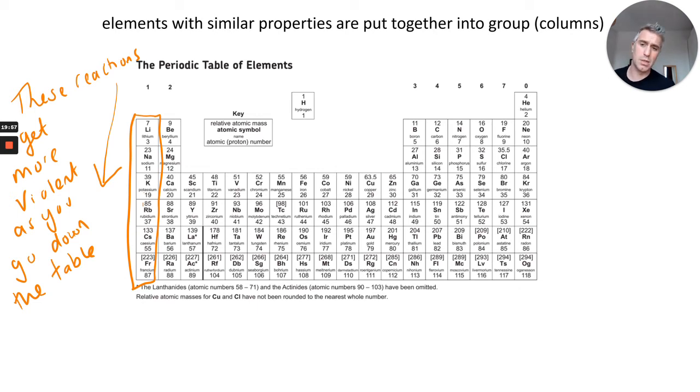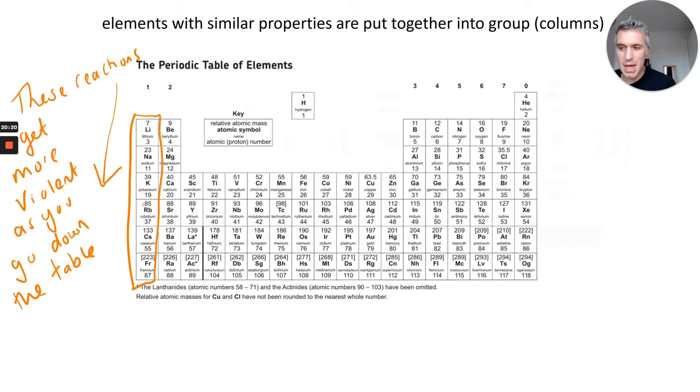As you put them in water, they catch fire. As you go down the periodic table, they get more and more violent reactions. Lithium fizzes, pops. Sodium catches fire, pops. Potassium explodes. Rubidium explodes before it even touches the water. They're crazy reactions.